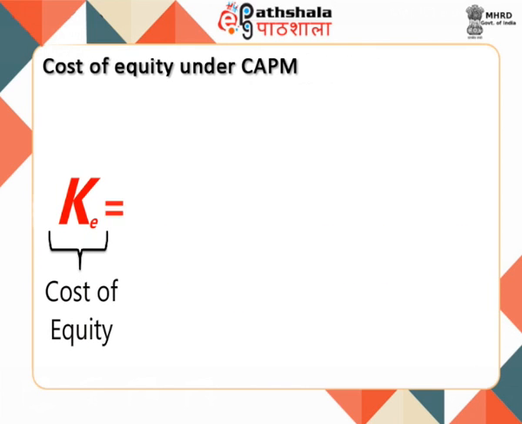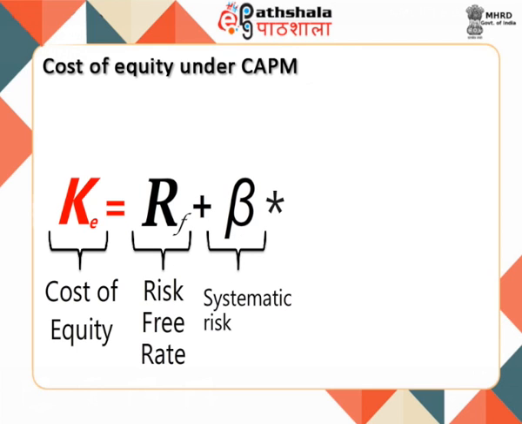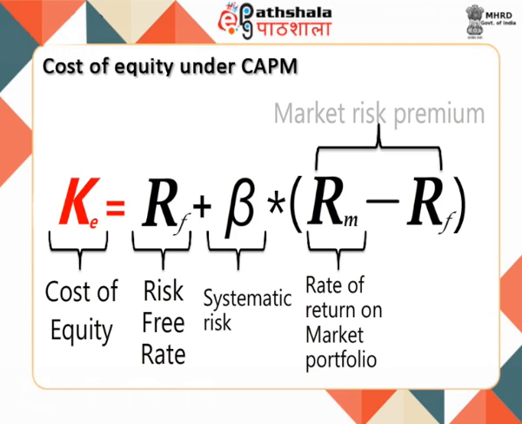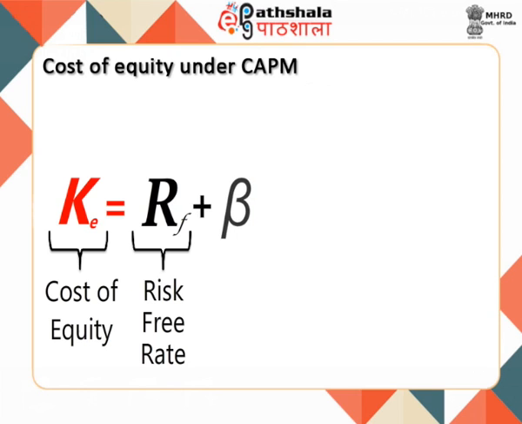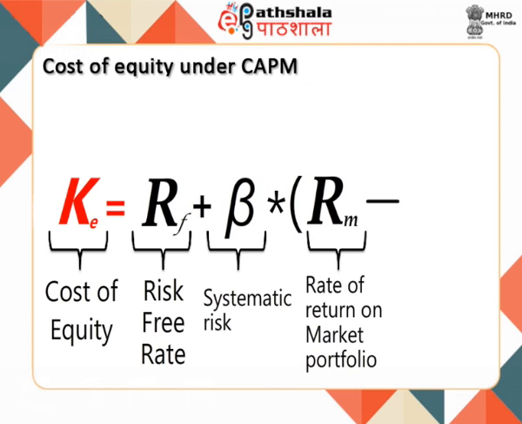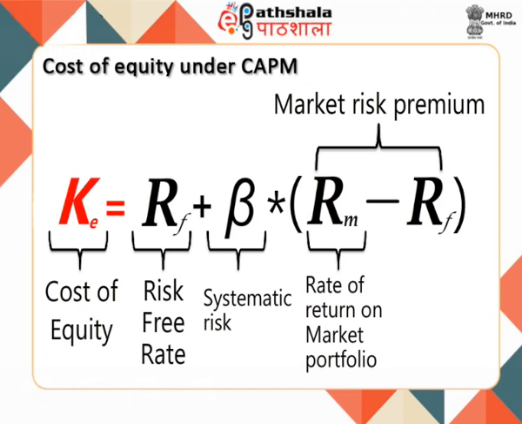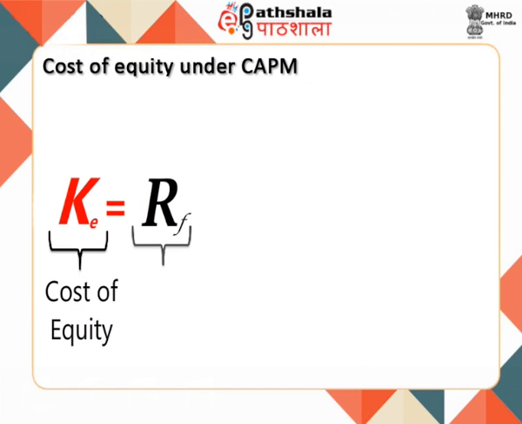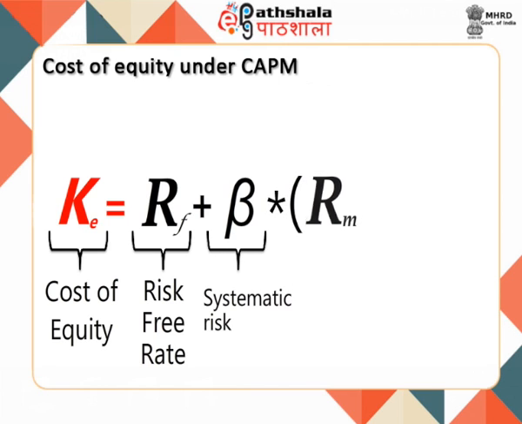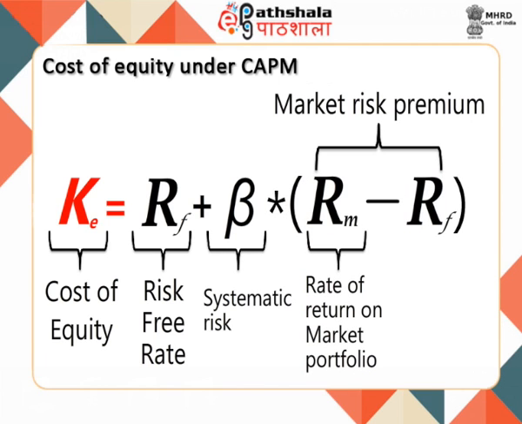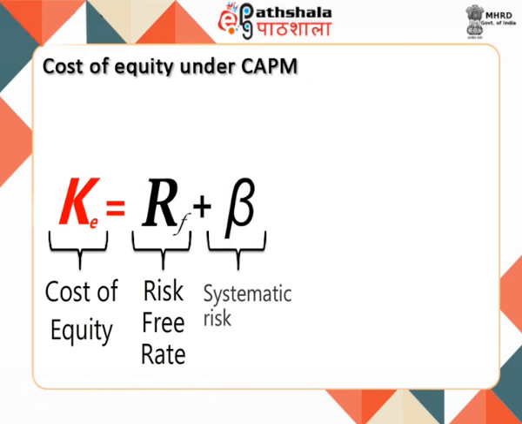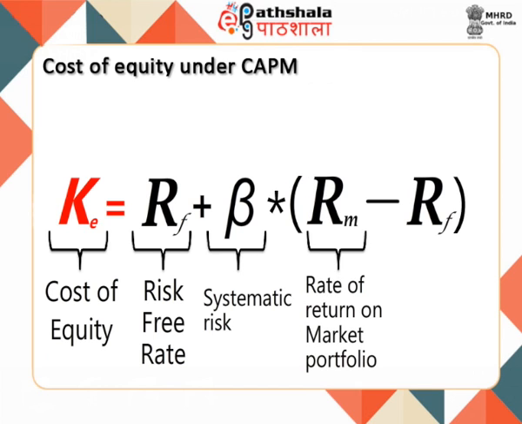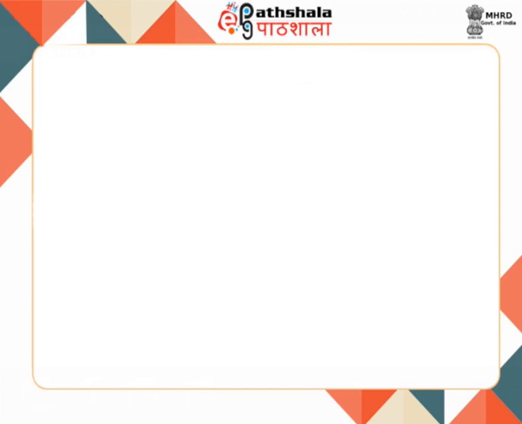The equation for finding out the cost of equity under CAPM is shown here, where KE is equal to cost of equity, RF is the risk-free rate, RM is the rate of return on the market portfolio or average return on all the assets, RM minus RF is equal to the market risk premium, and beta is the beta coefficient, systematic risk. The components of the equation can be explained as follows.